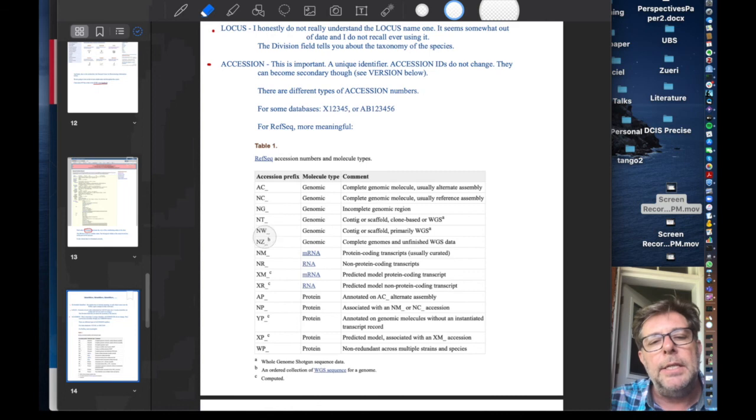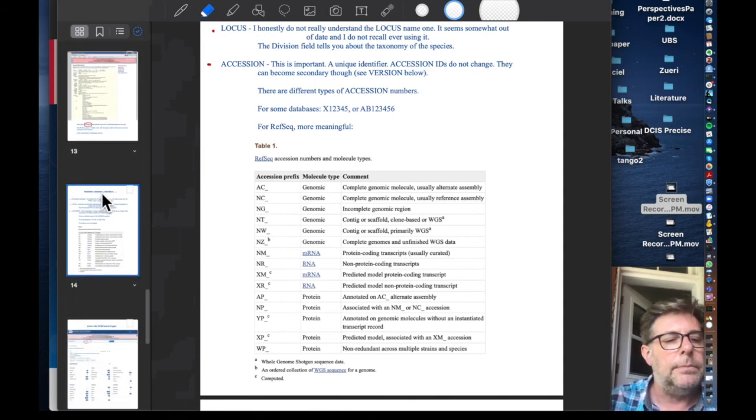So if it's NT underscore, it means that it's genomic DNA. And if it's NP underscore, anything with the P, we know it's an amino acid sequence. So those codes give you a hint as to what the actual data is. Accession numbers are really the meat and potatoes of NCBI in terms of indexing. I guess that would be a take-home message there.